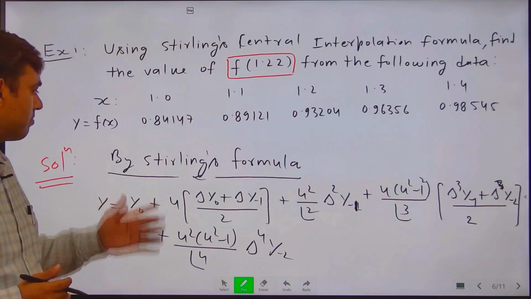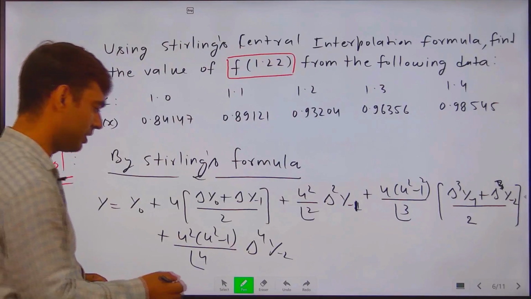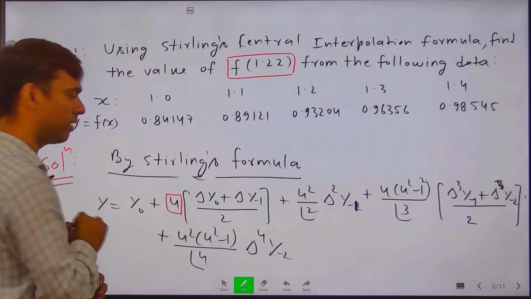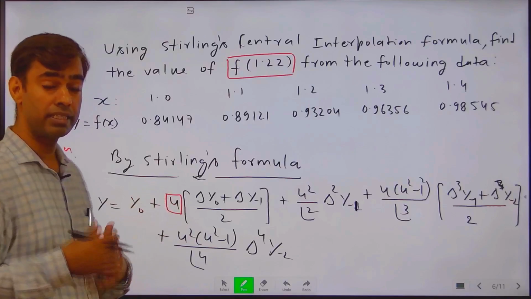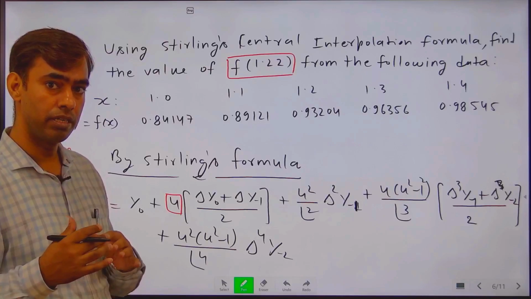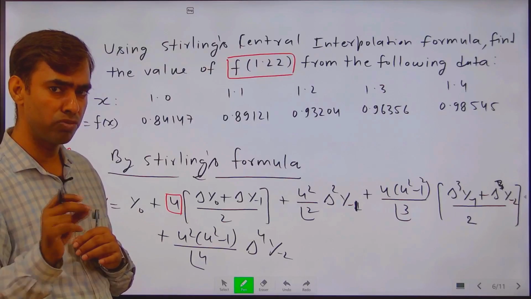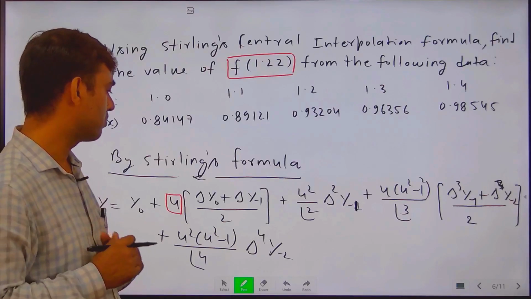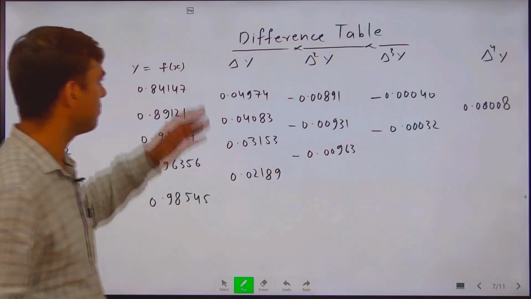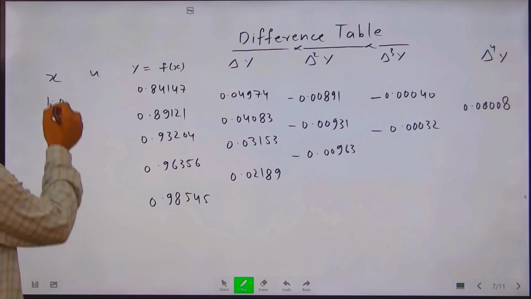So after writing the Stirling formula, what is the next step? Calculate the value of u, and construct the difference table in such a way that the value of u lies between minus 1/2 and 1/2. So here we construct the difference table.